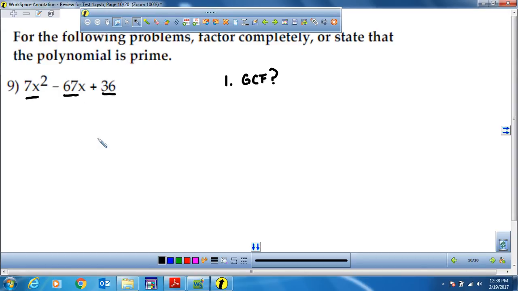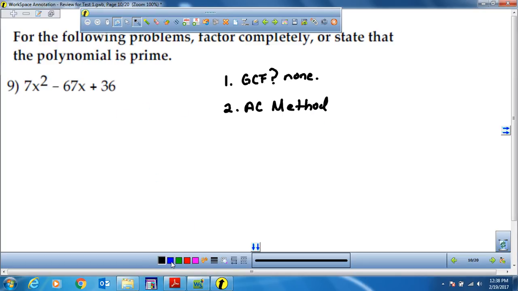Can I divide any number from 7, 67, and 36? No, because 7 can only be divided by 1 and 7, and the rest of them cannot be divided by 7. So once again, there's nothing that can be factored, so we have no greatest common factor. Then, to factor the trinomial, we follow the same rule. This is a 3-term polynomial, 1, 2, and 3, so that's a trinomial. So we're going to use the AC method again because it's a trinomial.